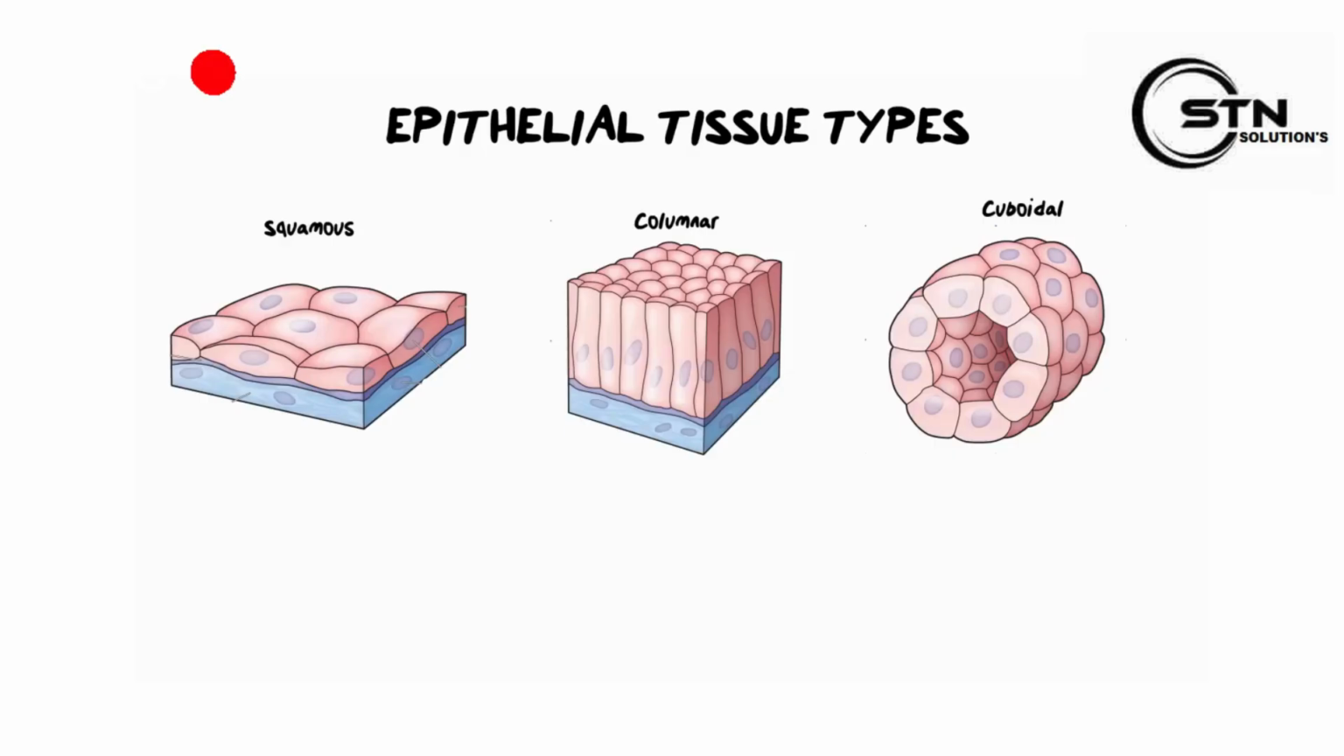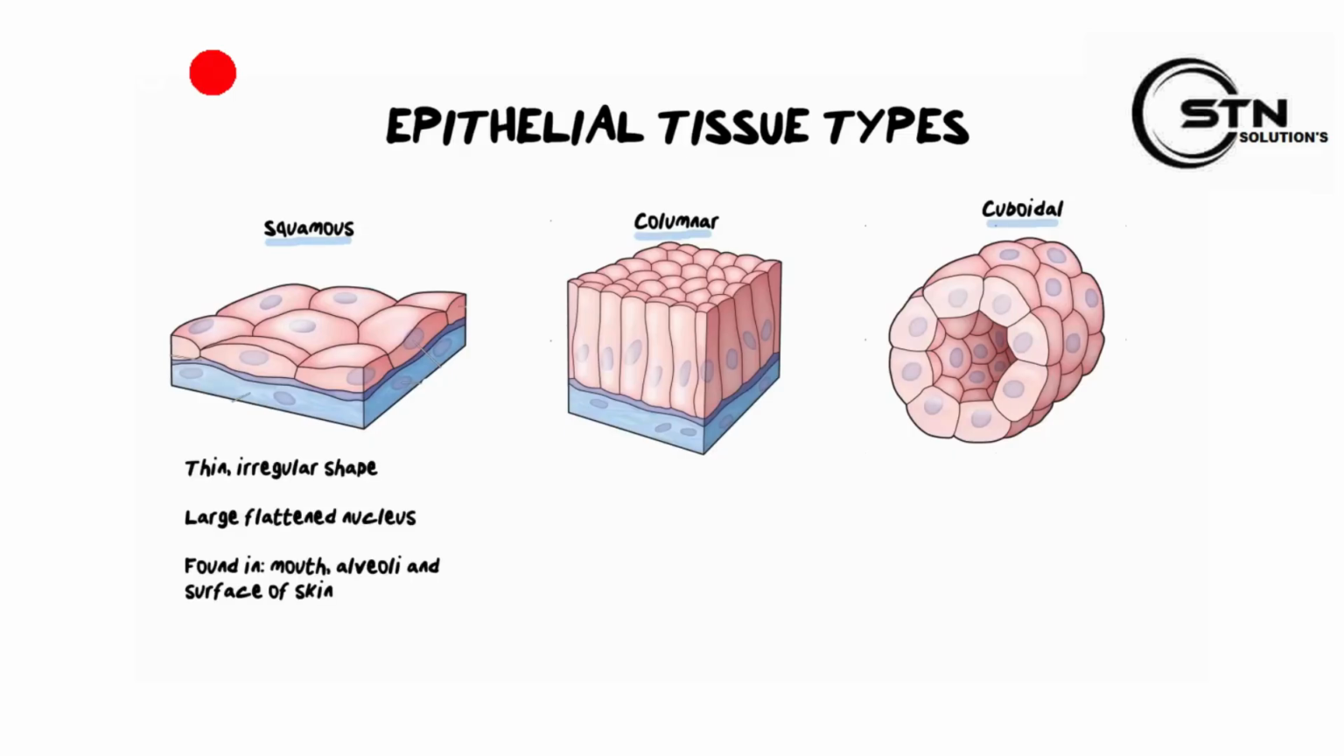Now, let's look at the three most basic shapes that we find epithelial tissue in, and that is a squamous collection of cells, a columnar, and a cuboidal. Now, as you can already imagine, and you can see by the pictures, these tissues are largely based off of their shape, and that's where they get their name from. And we're going to look at their functions and how best to identify them. Let's start off with squamous epithelium.